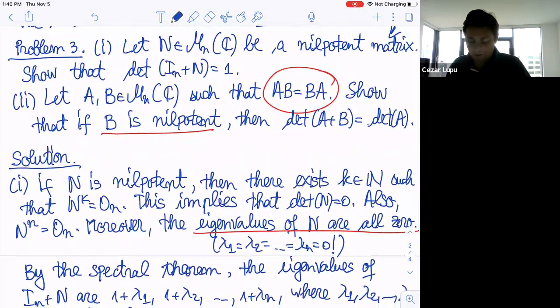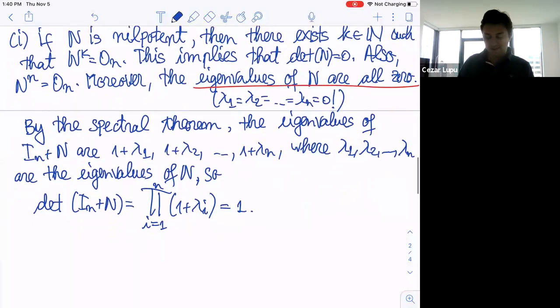And look at the second part. The second part is just a generalization of the first part. So I have two matrices. If I take B to be the nilpotent matrix, right, and A to be the identity, there you go. You obtain exactly the first part. So the second part is much more general. So let's prove this.